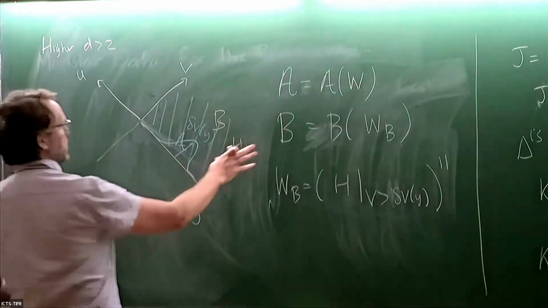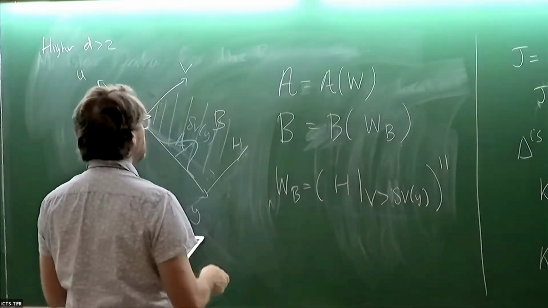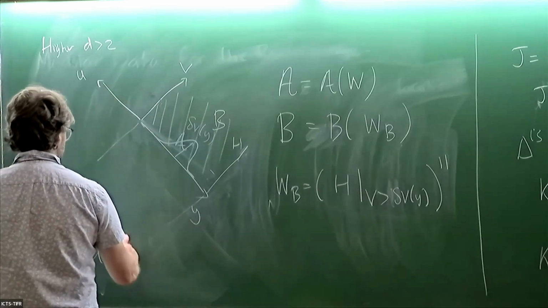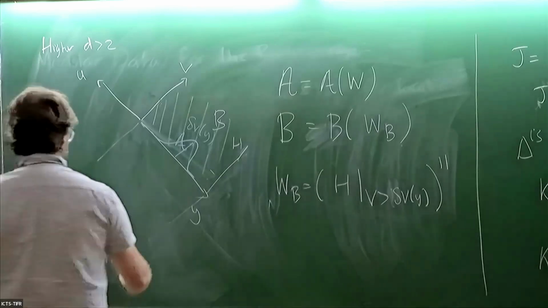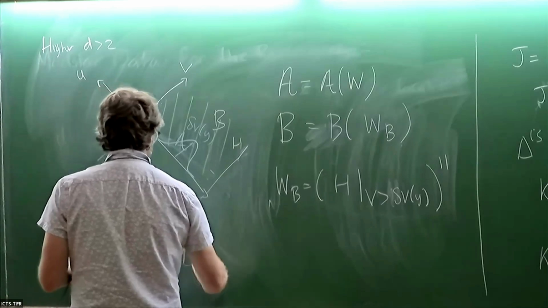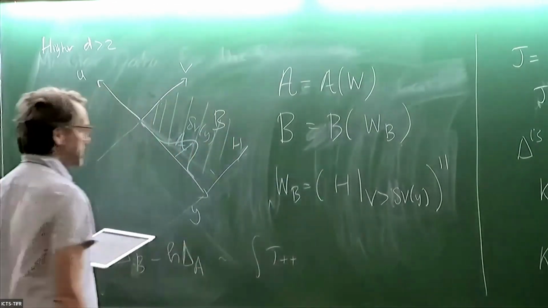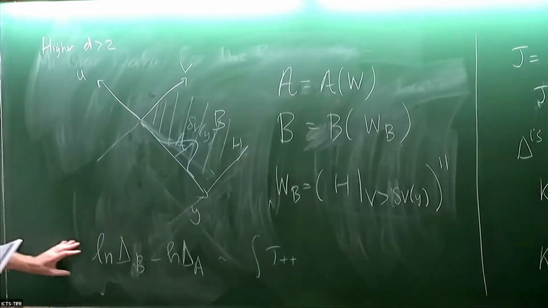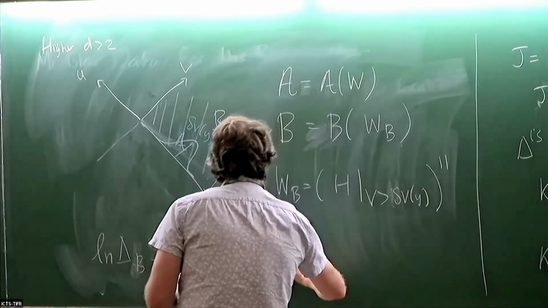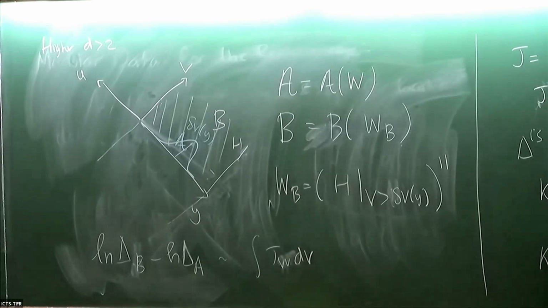And so these are my two algebras. And the claim is going to be that what we're going to find is that the log of the modular operator for B minus the log of the modular operator for A is going to look like some version, it's going to localize to the integral of T++, and so we'll prove the average null energy condition. So that's the goal. Is that clear?